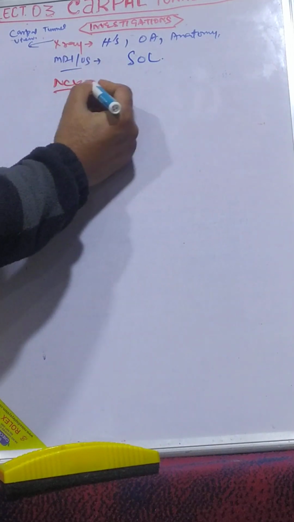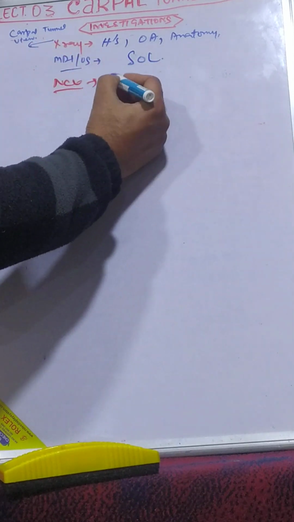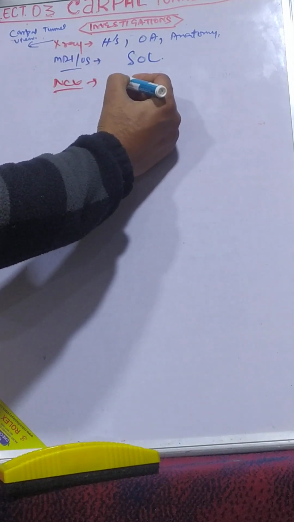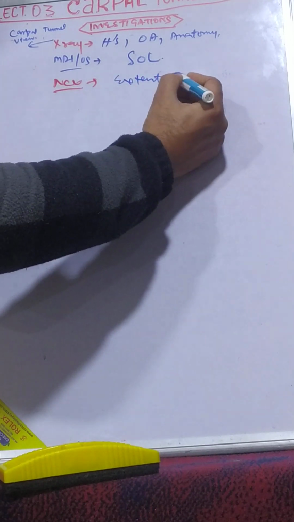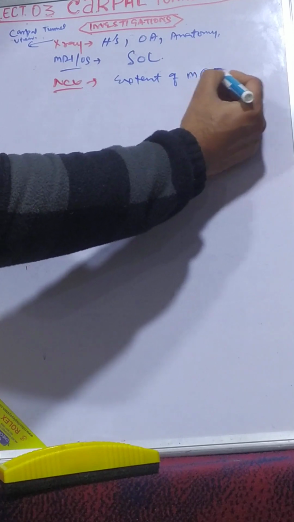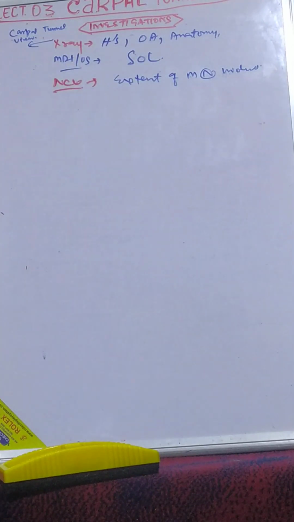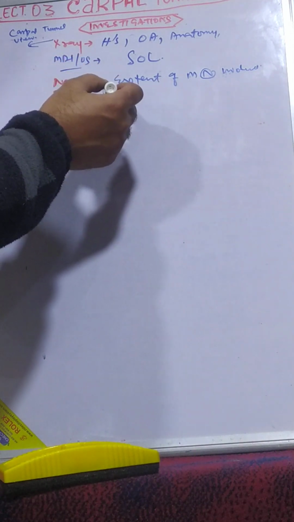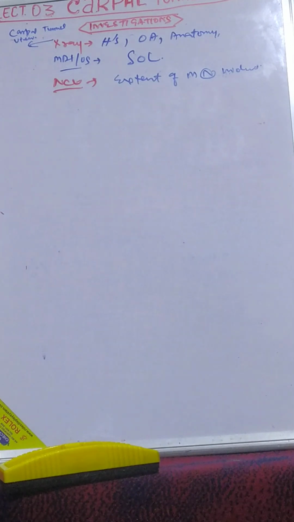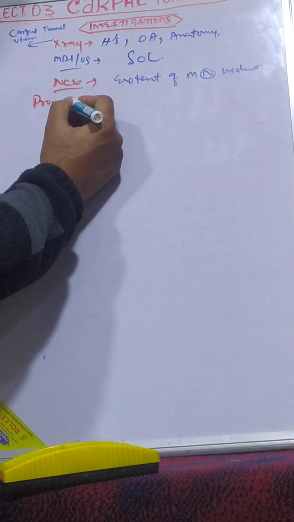NCV, nerve conduction velocity, is used to see the extent of median nerve involvement, or the degree of nerve injury that is seen in carpal tunnel syndrome, by checking the latencies within this nerve conduction velocity. Then comes your provocative test.